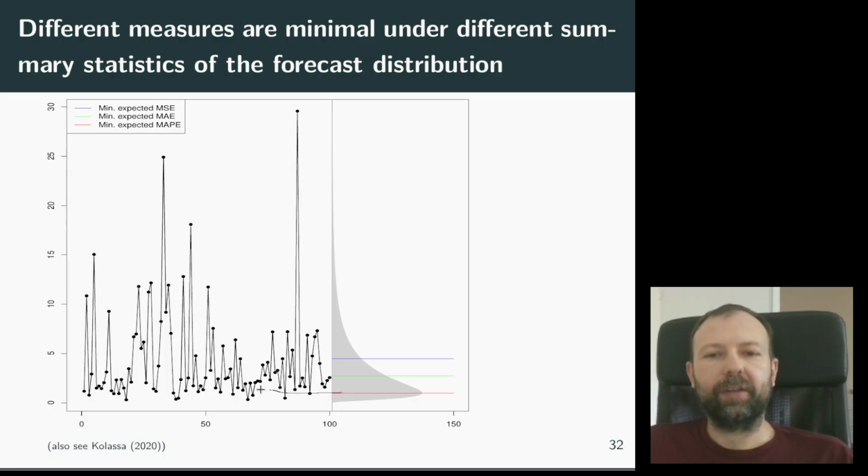So now, do you think that this red line, this red point here, is a good forecast? Because it seems to heavily under forecast, right? But that's what you get as the optimal forecast when you minimize MAPE.